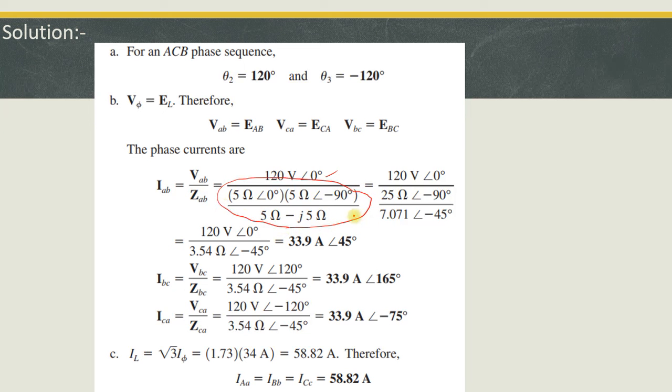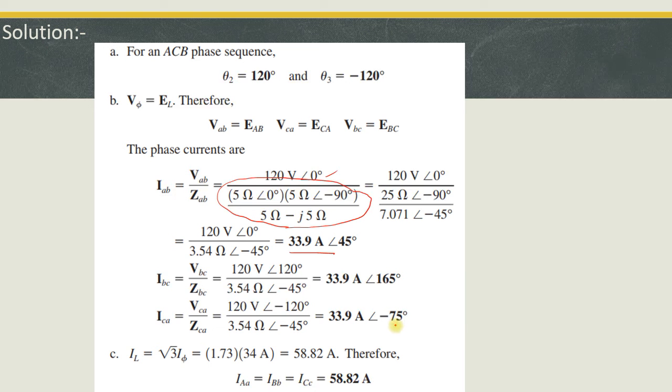Okay, in order to simplify this, you just need to convert this rectangular form into polar form and do the simplifications. So my final value of the phase current is equal to 33.9 ampere at an angle of 45 degrees. The next values of current, IBC and ICA, are again 33.9 ampere at an angle of minus 165 degrees and 33.9 at an angle of minus 75 degrees.